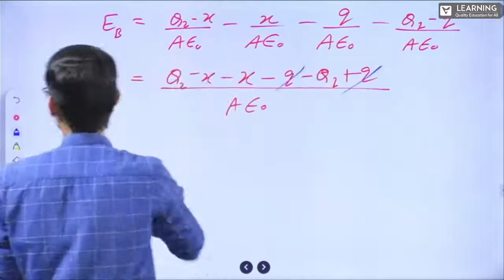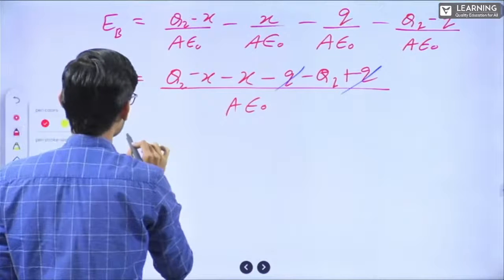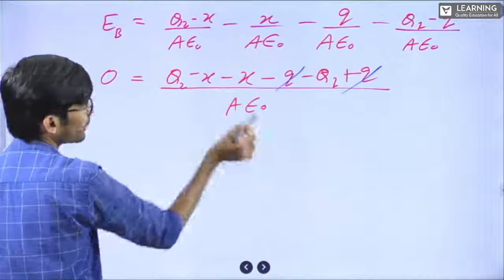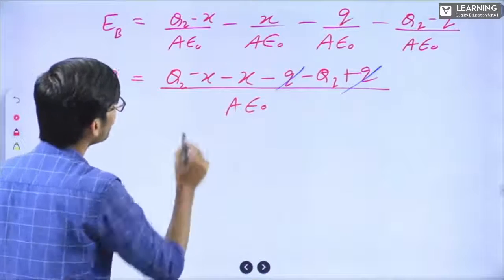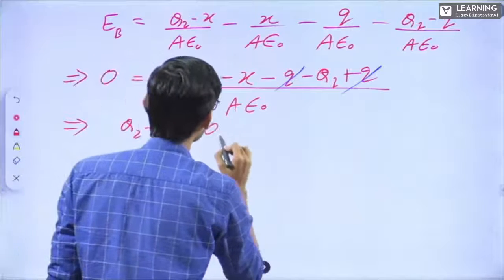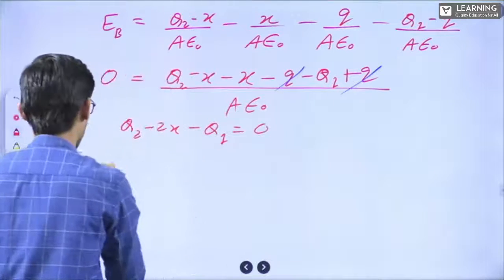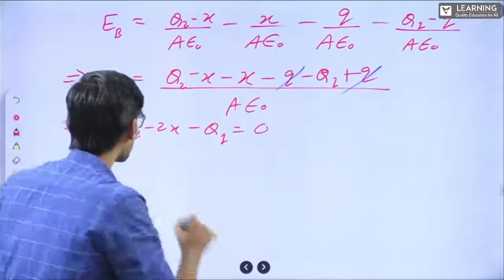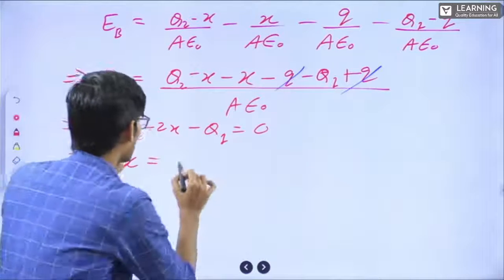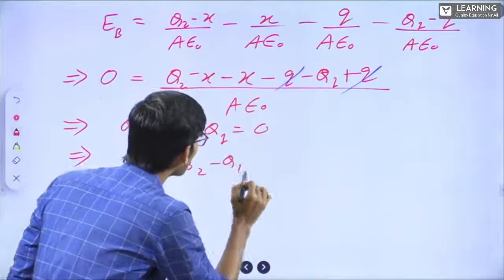Q and Q is cancelled. Some similar kind of expression is coming. See, this A epsilon naught will go here, multiply 0. Q2 minus 2X minus Q1 is equal to 0. X, if I take other side, X is equal to Q2 minus Q1 by 2.